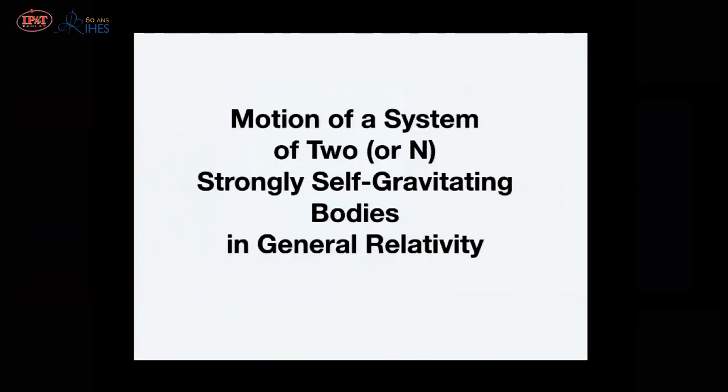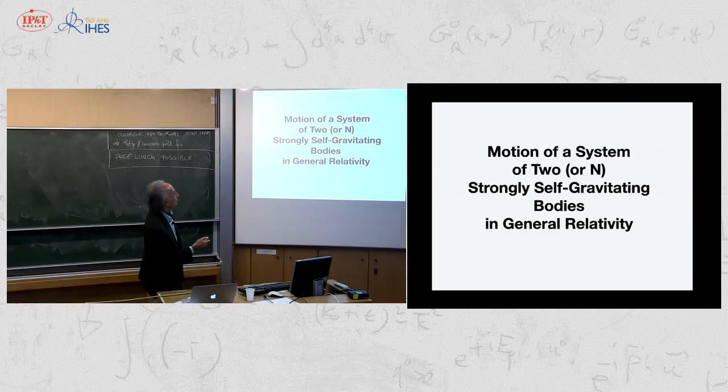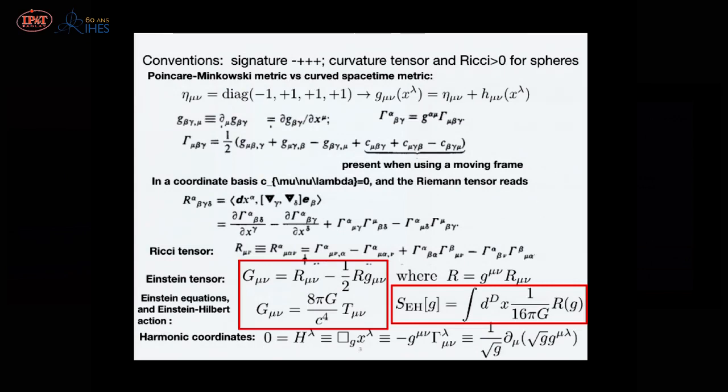So let me now start the second lecture. We'll start entering into details of what I have sketched as a broad brush description. I will now talk about the motion of a system of two or N strongly self-gravitating bodies, so the issue of how you deal with the fact that you cannot use perturbation theory near each object. First, let me make clear my conventions.